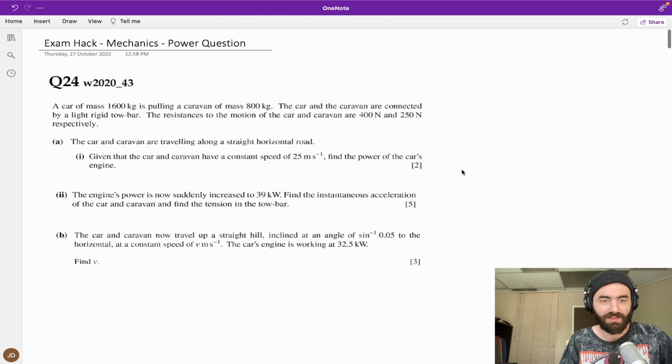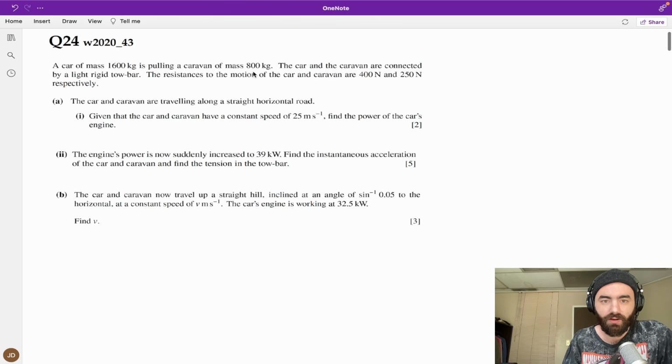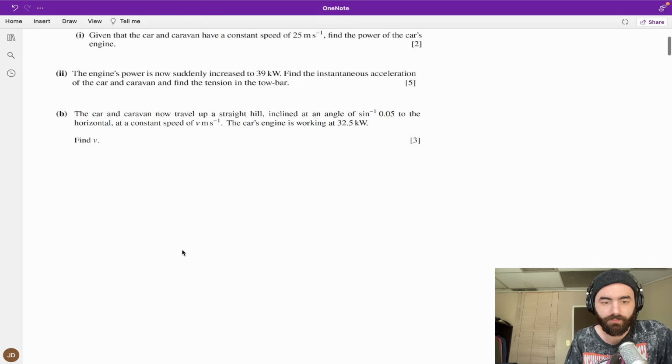A car of mass 1600 kgs is pulling a caravan of 800 kgs. The car and the caravan are connected by a light tow bar. The resistances are 400 newtons for the car and 250 newtons for the caravan. The car and caravan are traveling... Okay, so let's draw this out.